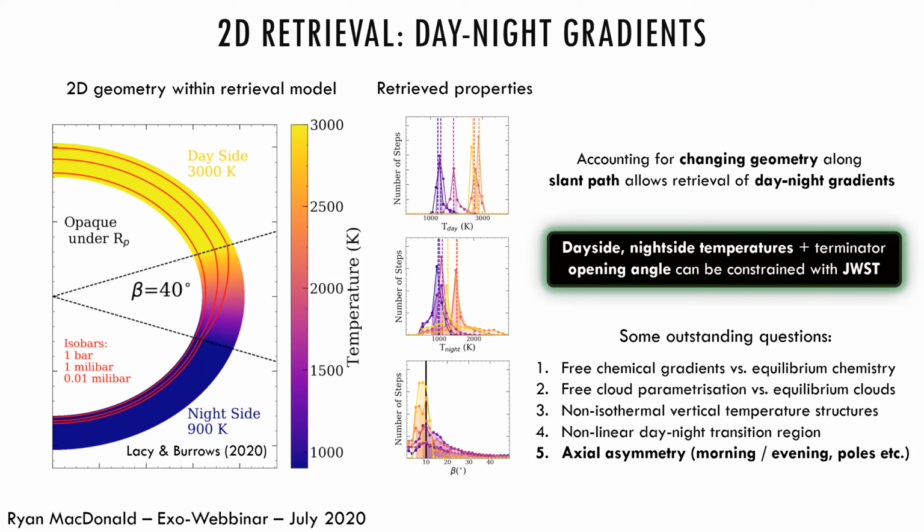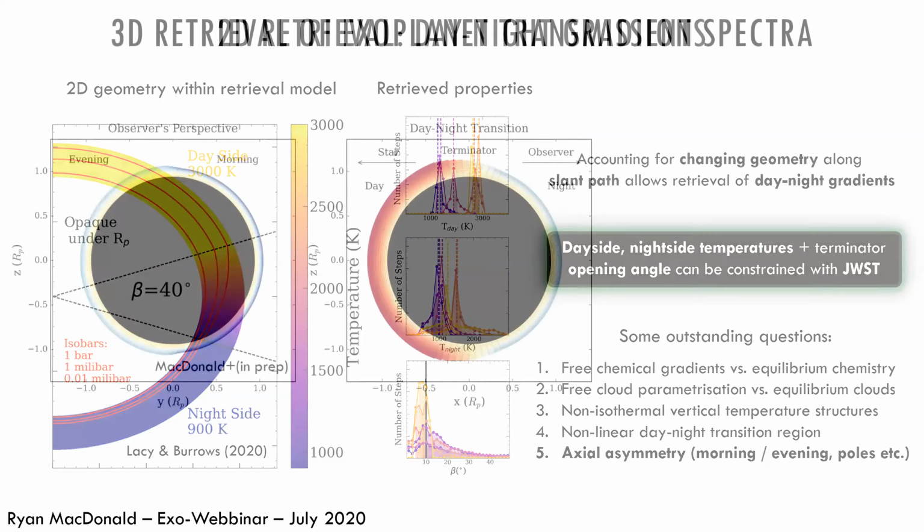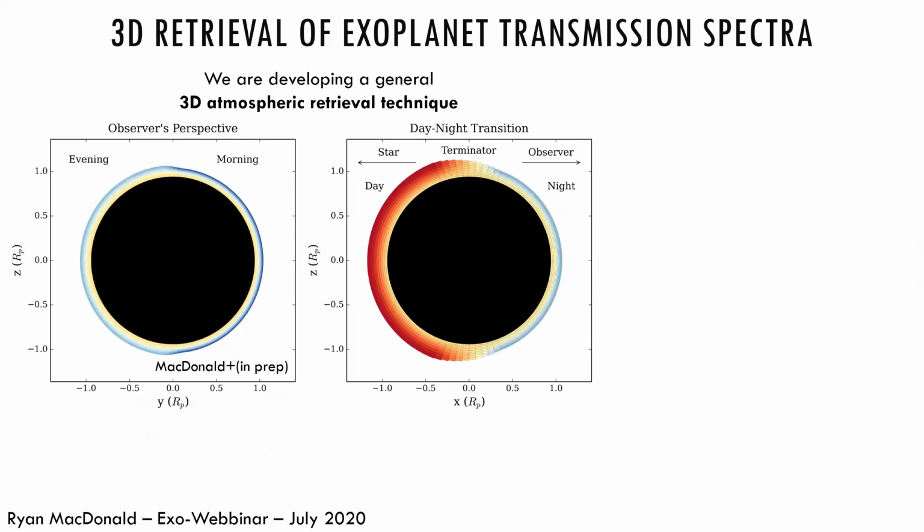So if you imagine rotating this model by 360 degrees from the terminator plane, you're still assuming that you have axial symmetry. The last thing that I thought I would leave you on is some work that we are doing at the moment at Cornell, where we are looking at how you can develop a fully three-dimensional retrieval framework for transmission spectra, where you can account for temperature profiles in altitude between the day and the night side, between the evening and the morning terminator.